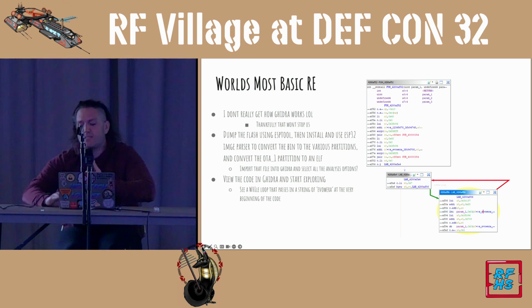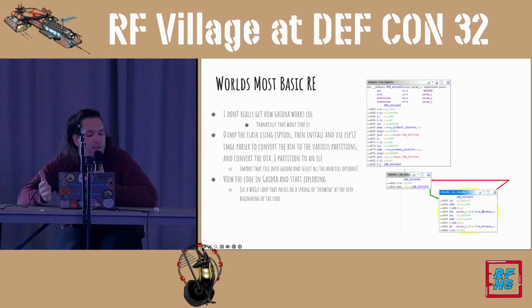So we pop this into Ghidra, and one of the very nice things about Ghidra is that it'll actually show you a code flow. You can see here that at the very beginning, one of the very first things the thing does when it boots is that there's a loop that passes in a string of Evowera. Evowera is actually the manufacturer of this toothbrush. And so that's a curious thing that roused my suspicions.